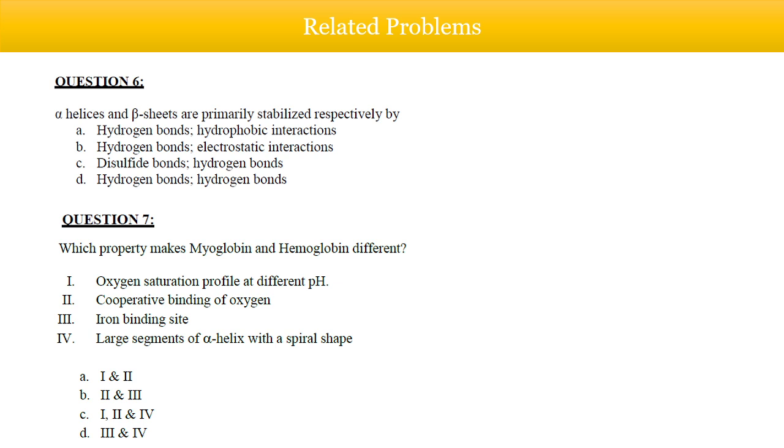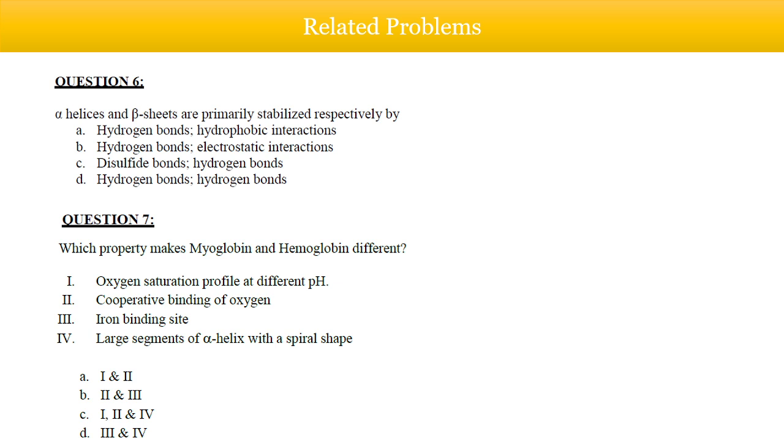So hydrogen bonds. And beta sheets, it's even simpler. They have nothing to do with any other interactions, because there are parallel and anti-parallel beta sheets. Both are driven by hydrogen bonds itself. So both are hydrogen bonds. So option D is correct.